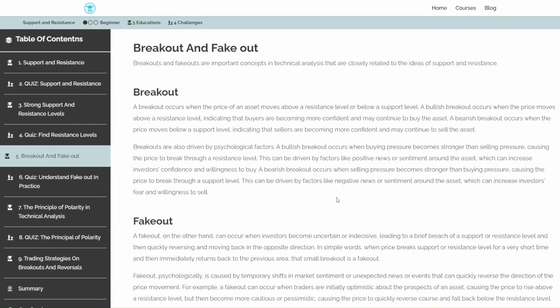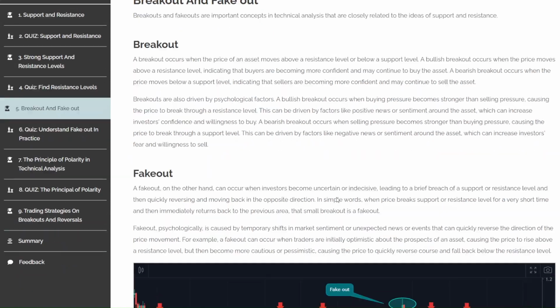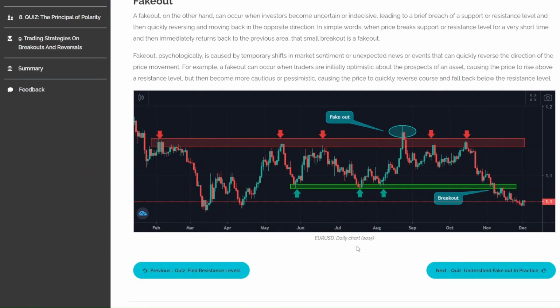Two concepts are really important when it comes to support and resistance zones: breakouts and fakeouts. Let's jump into this chart. Scroll down a little bit. In this chart, just look at this support zone here. We are seeing that price has reached this level several times, but after a while, for the fourth time, it reaches this level, and this time it gets broken.